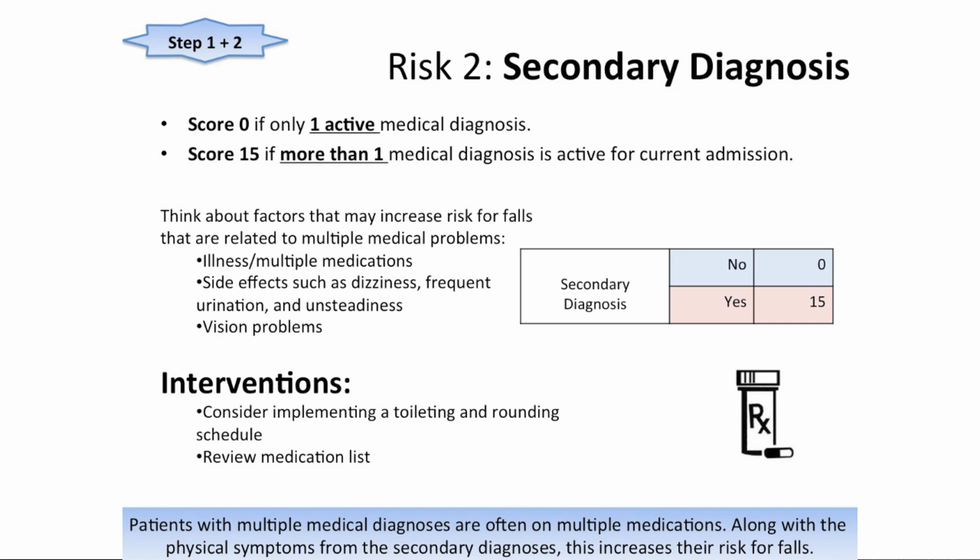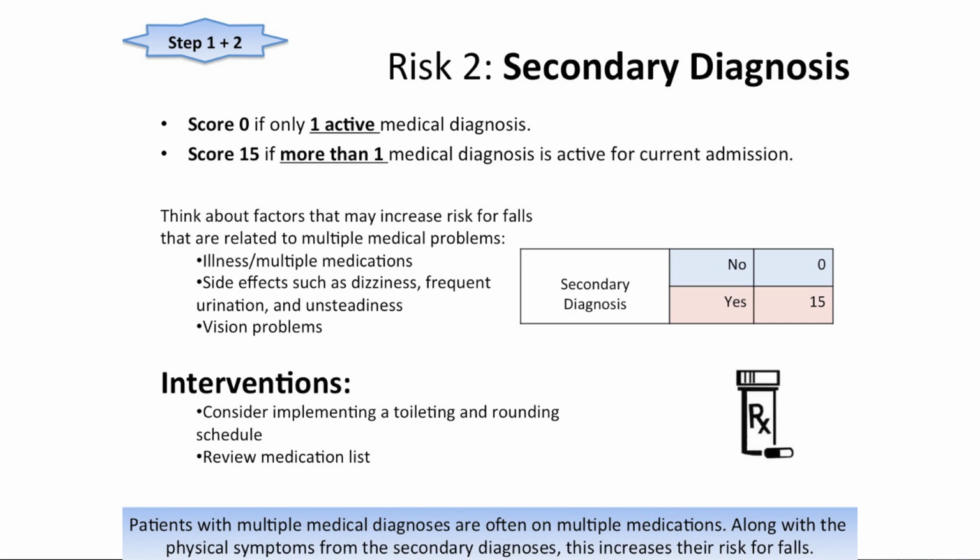So, for example, are there side effects such as dizziness or frequent urination or unsteadiness that the patient has because of their medications, as well as some of the symptoms from their medical problems. So the interventions here are, you might consider implementing a toileting and a rounding schedule, reviewing their med list.